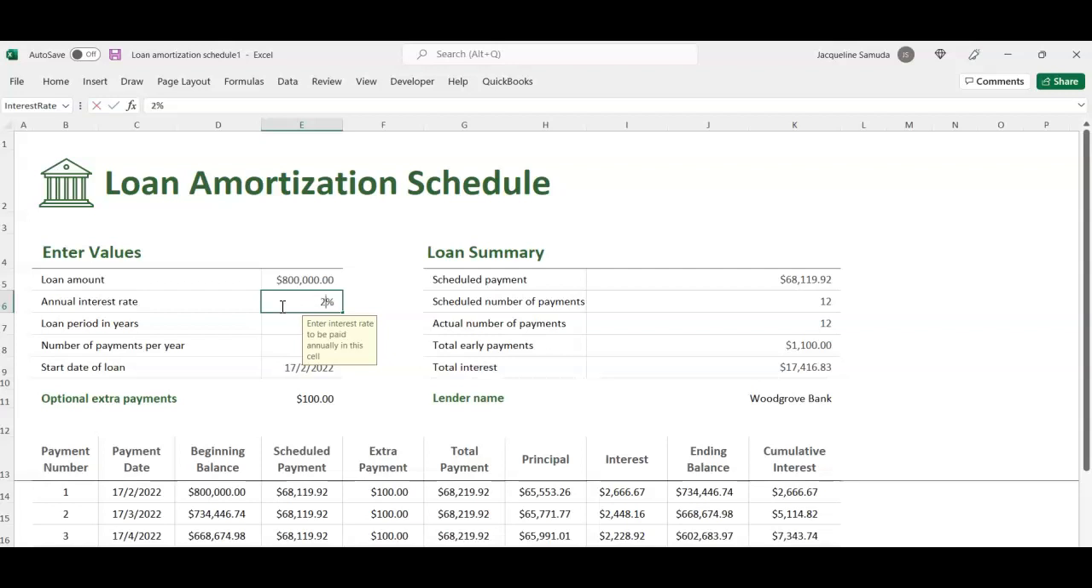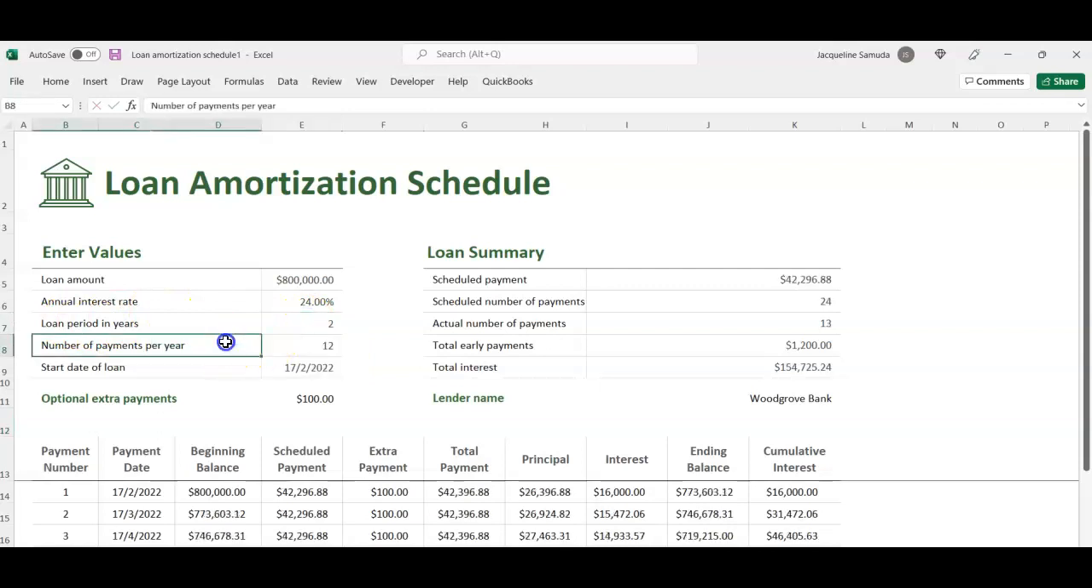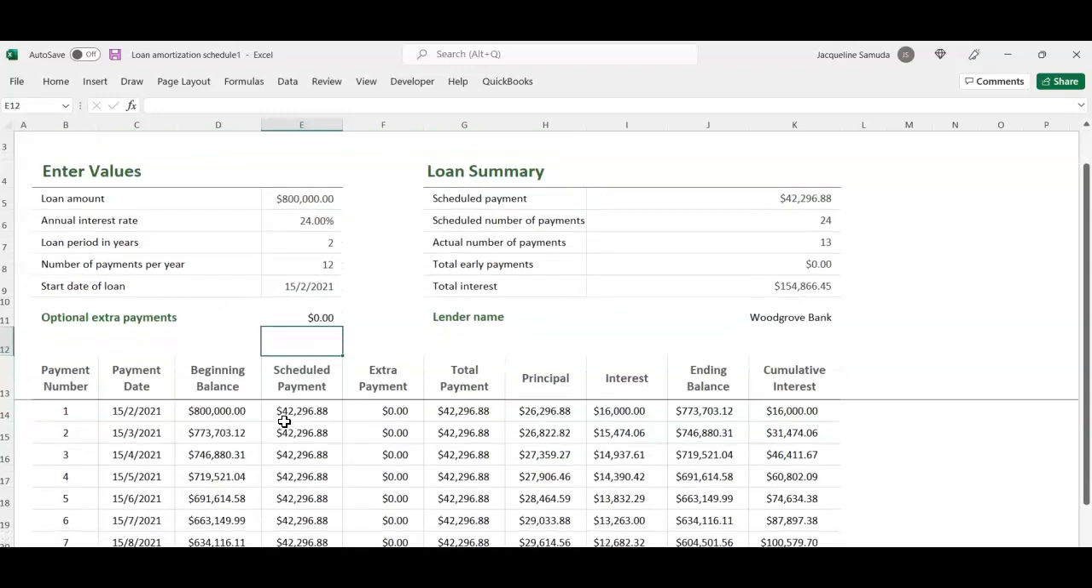The interest rate, I'm just going to type 24 because the percentage sign is preset. Then the loan period in years, we said it was for 2 years. Number of payments per year is going to be monthly payments, so it will be 12 per year. And your loan will start on the February 15th, 2021-02-15. And there'll be no additional payments that you'll be making. So once we do that, let's see what happens.